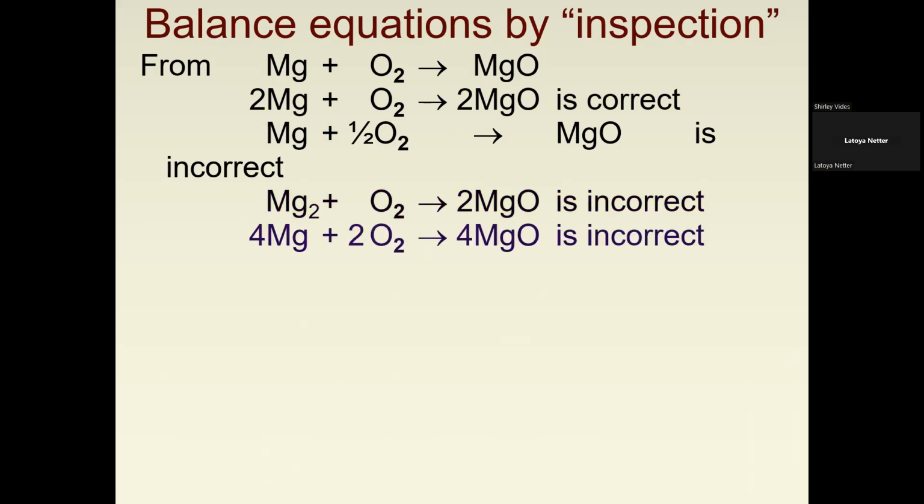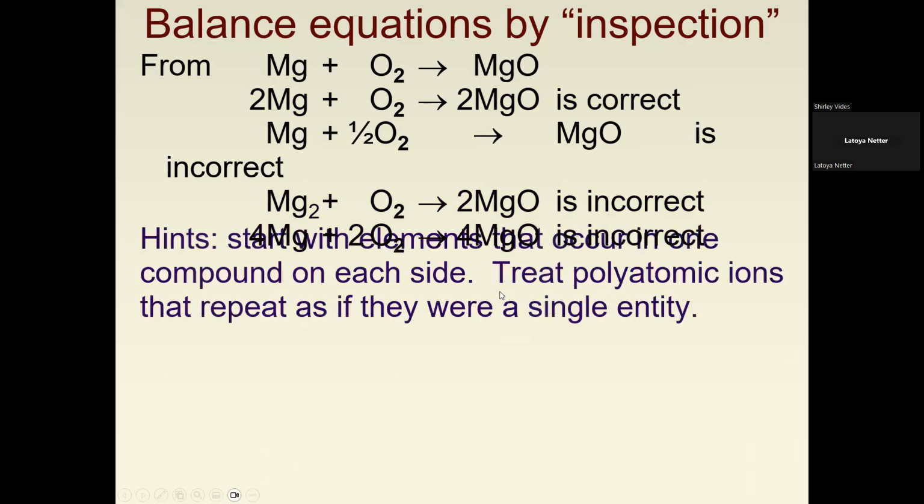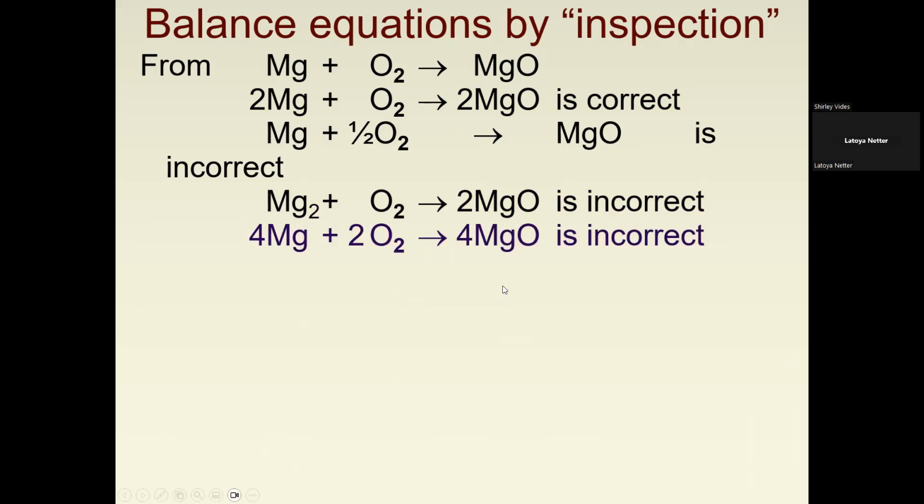And this is also incorrect. Why is that? Because they're balanced, but they're not to their lowest possible. Look at this. You can divide everybody by 2 and you get 2, 1, 2, which is what we have here, where it's correct. So that's why. These are the things you should never do. All right, now let's go and keep going.